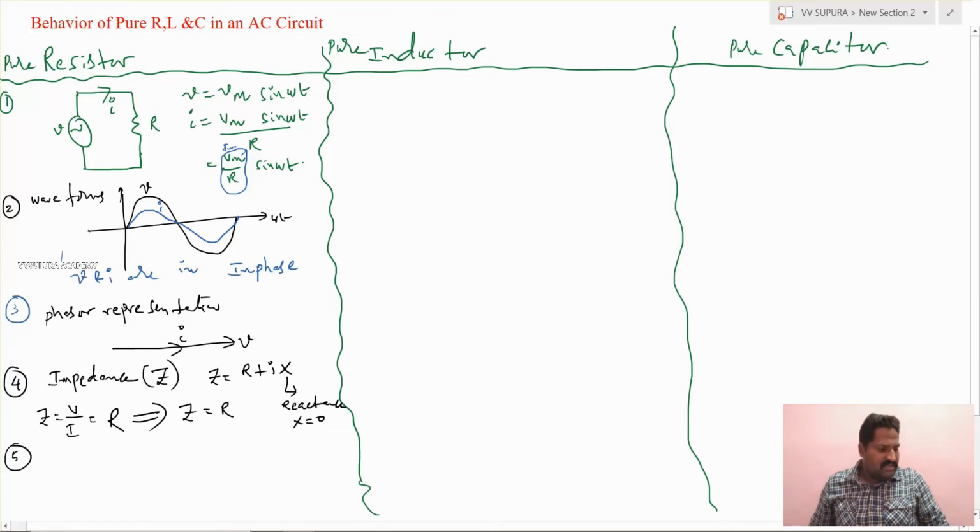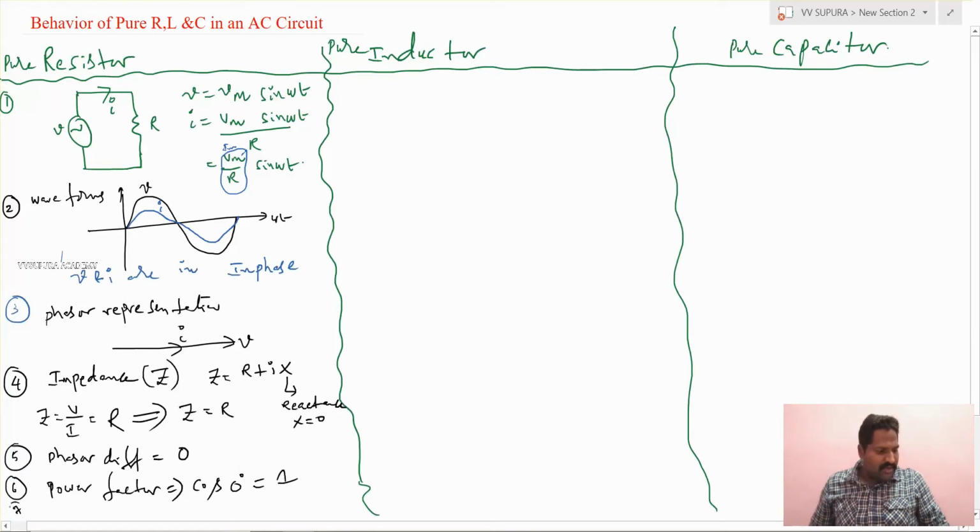And the fifth point is phase difference. Phase difference is equal to 0, because voltage and current are in phase. That's why there is no phase difference between voltage and current. And sixth point is power factor. The definition of power factor is cos of the angle between voltage and current. The angle between voltage and current is 0, cos 0 is 1. So the power factor of a pure resistive network is 1.